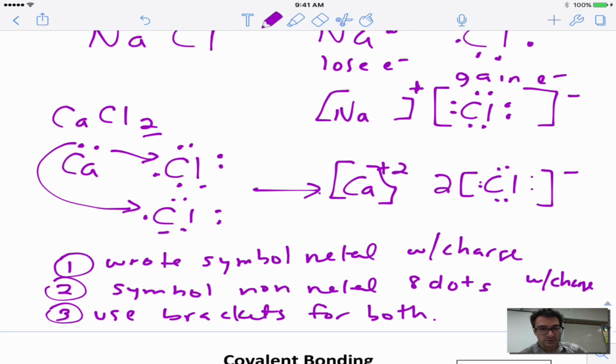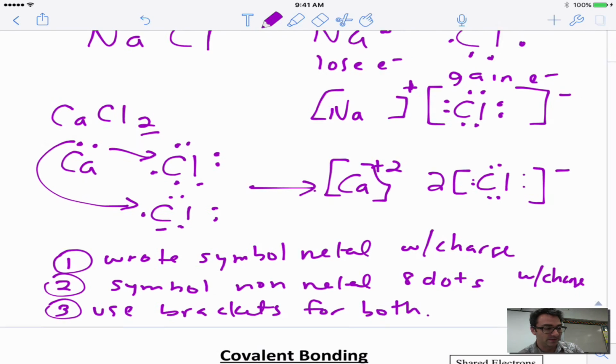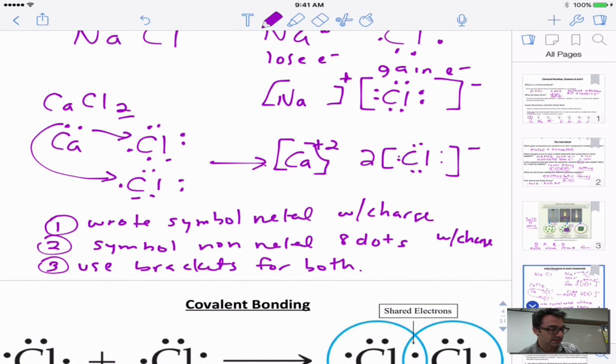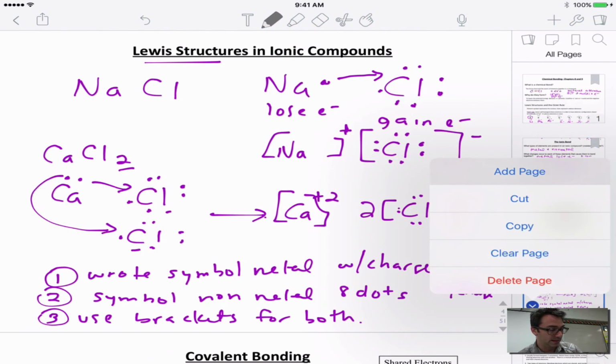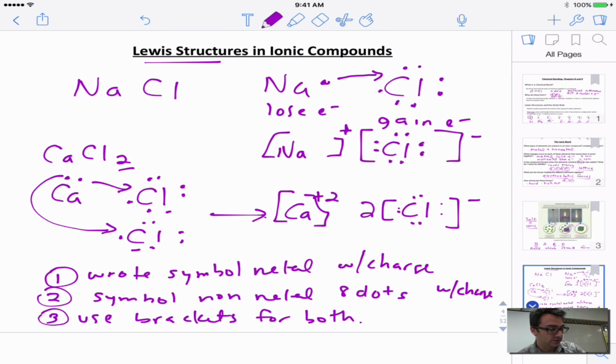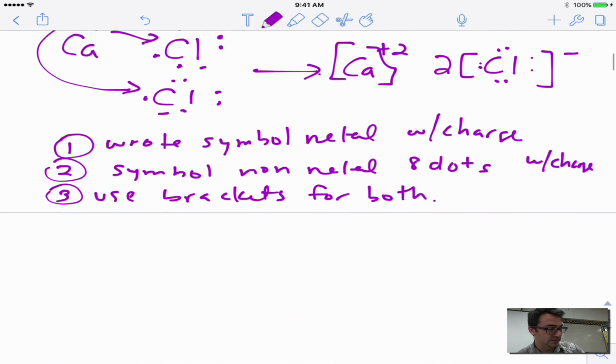Now, how do I know the charges? If I'm going to do this, how do I know the charges? I'll show you how you know the charges. When we have ionic compounds, the charges are kind of set, and I'll show you what they are right now. Let me just add a page in right here real quick and show you this as our ending, and then I'll give you some practice to try.